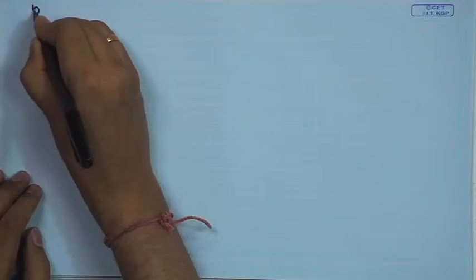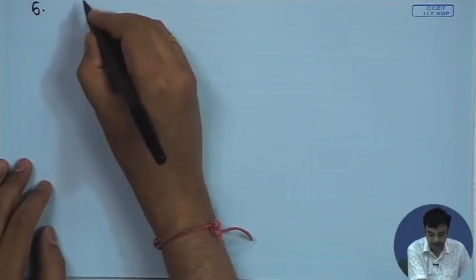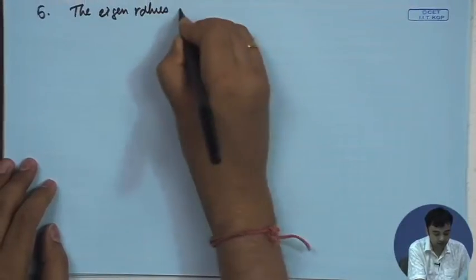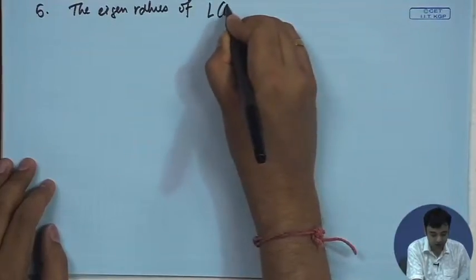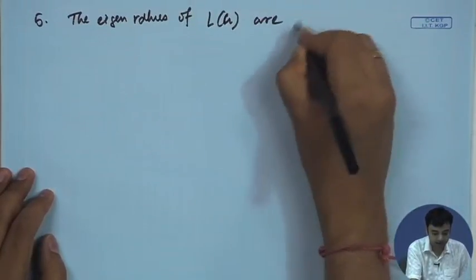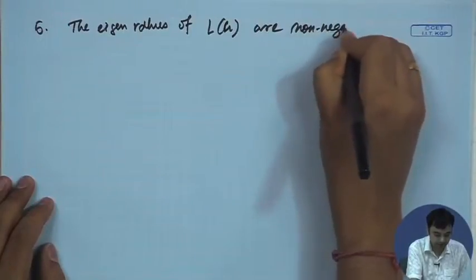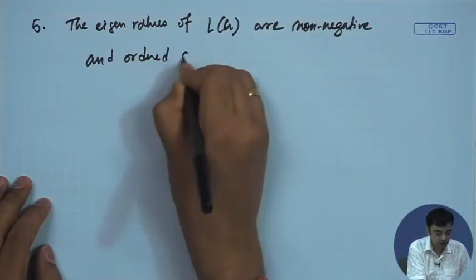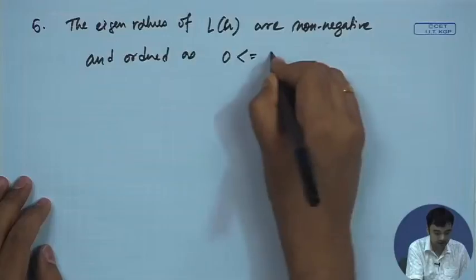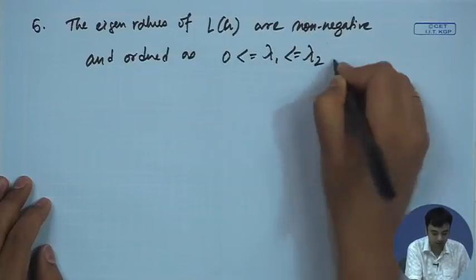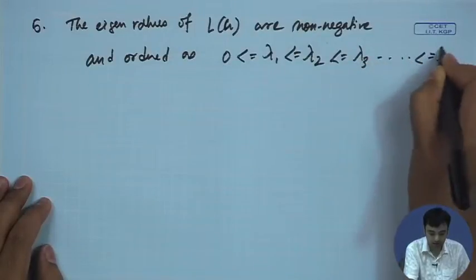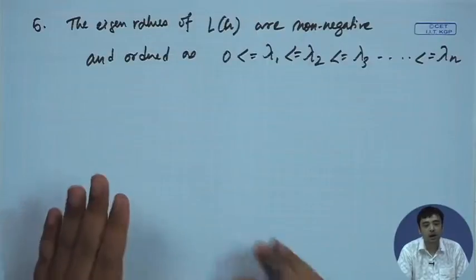Then there is this fifth property which says that the eigenvalues of LG are, as I said, non-negative and ordered as 0 ≤ lambda 1 ≤ lambda 2 ≤ lambda 3, and so on up to lambda n. So, in this way you can order the different eigenvalues of the Laplacian matrix.